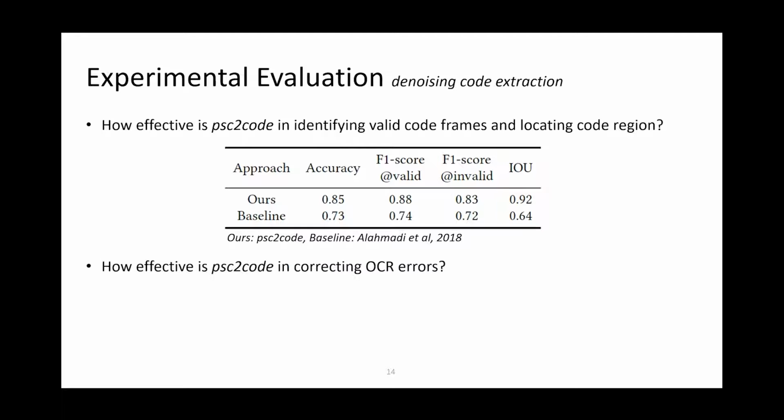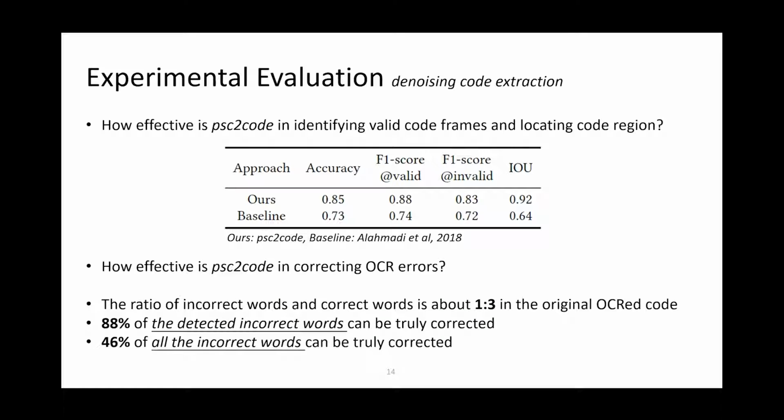Then we ask, how effective is psc2code in correcting OCR errors? The ratio of incorrect and correct words is about 1:3 in the original OCR code, which suggests that OCR errors are very common. 88% of the detected OCR errors can be truly corrected. For those psc2code fails to correct, it is mostly because there were multiple similar words in the code and psc2code fails to choose the correct one. However, only 46% of all the OCR errors can be truly corrected. This is because our trained spell checker fails to distinguish incorrect words from the correct ones in some circumstances.